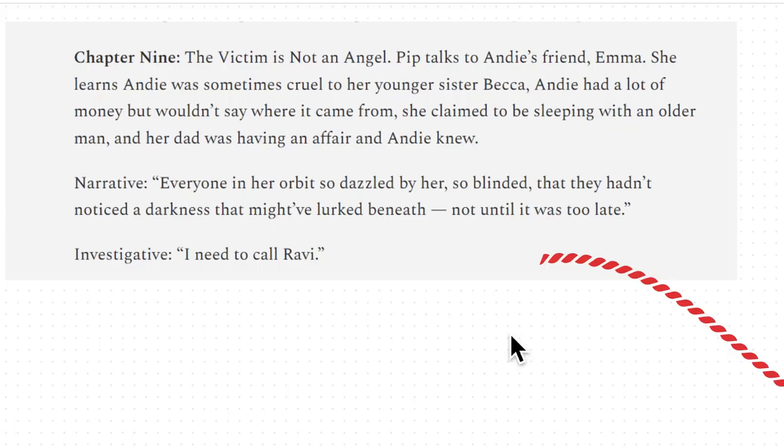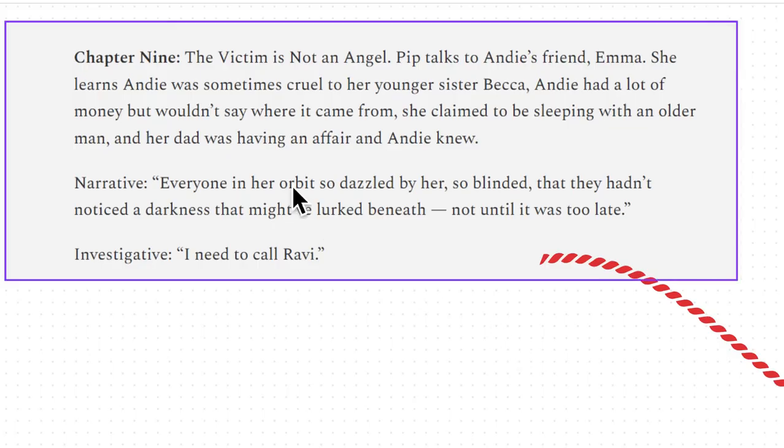So what's really interesting to me is that all 4 possible motivations, all of the strongest suspects, are discovered in this conversation. So Andy is cruel to Becca. Again, spoilers, leave now or forever hold your peace. Becca was also a killer in this scenario. So Andy was sometimes cruel to Becca. There's one bit: Andy had a lot of money, wouldn't say where it came from.